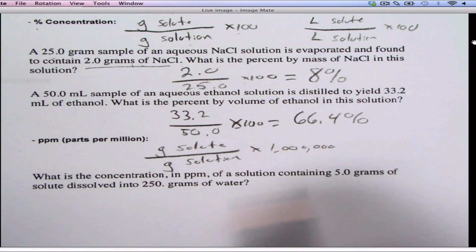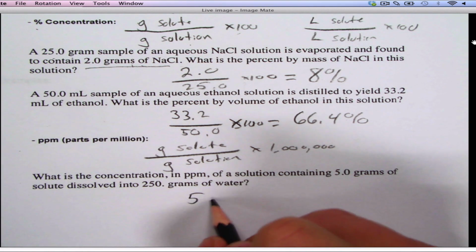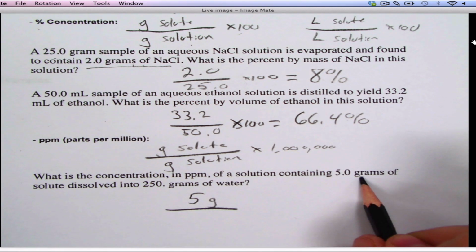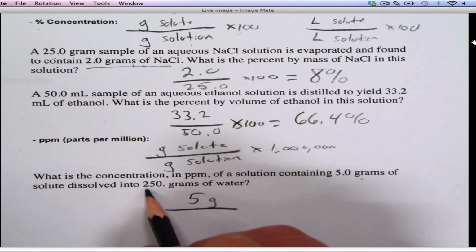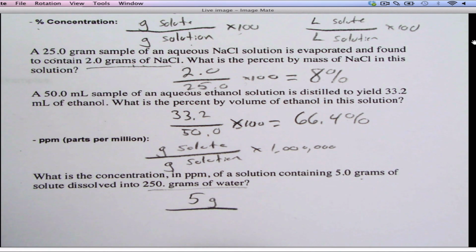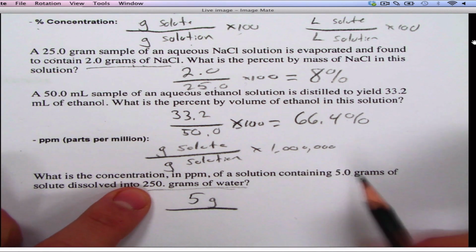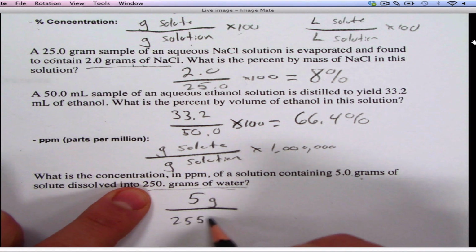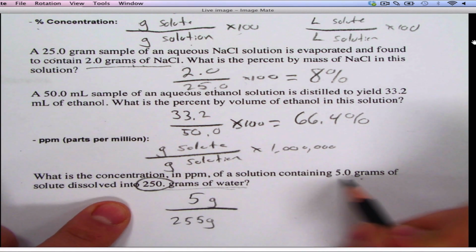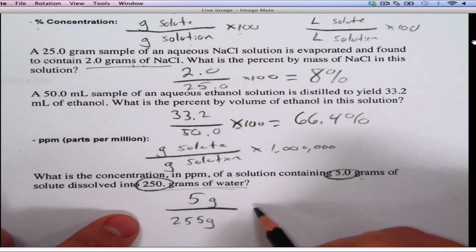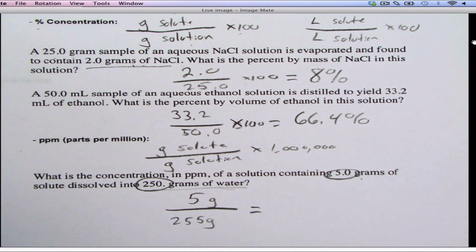So then we look at this little example. It says, what's the concentration in parts per million, and we have 5 grams, which is our lower amount, so it's going to be our solute, and it's in 250 grams of water. But notice that it just says it's in grams of water. It doesn't say it's in solution. So really, the total solution is the solute plus the solvent. So it's actually 255 grams. You've got to add this plus this to make your solution, because if it doesn't say it's a solution, you've got to add them together.